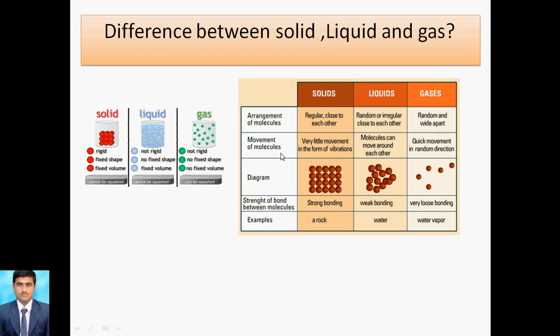During the movement of molecules, they can vibrate, and at that time little movements take place. In the case of liquids, the molecules can move around each other. So this is the difference between liquids and gases: quick movement in random directions. For example, a solid is a rock, because it has close bonding. A liquid example is water, where there is weak bonding. And a gas is water vapor, which has very loose bonding. So this is the difference between solids, liquids and gases.